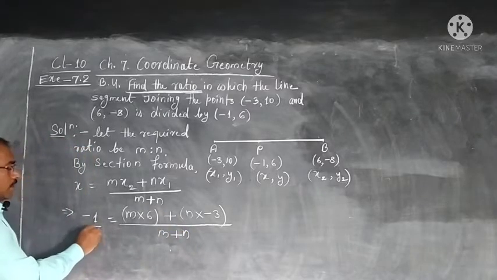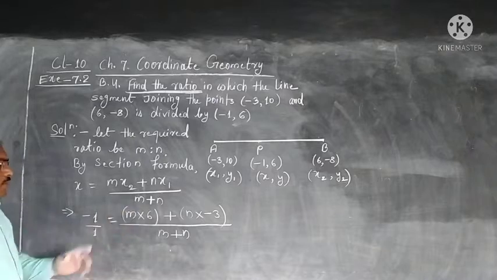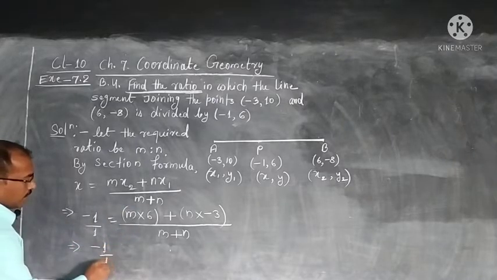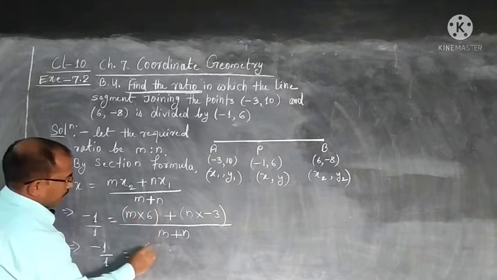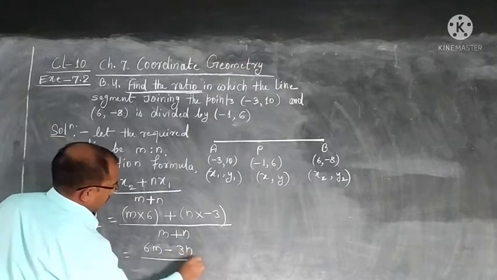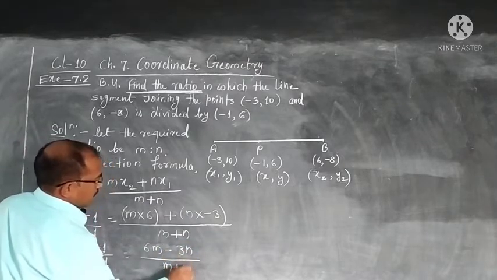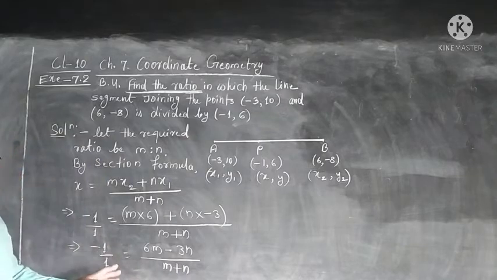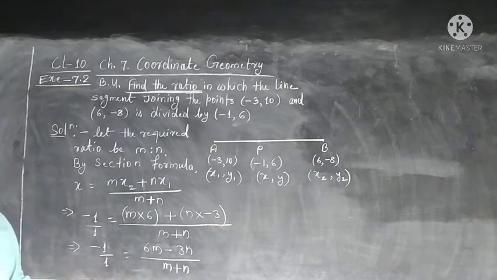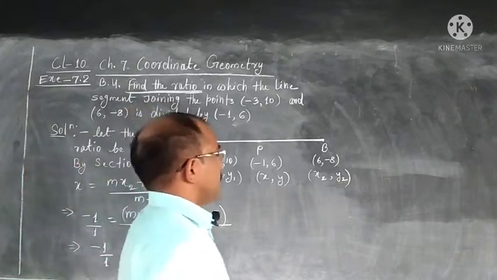What can we do now here? We can simplify and go one more step, then later we will see. Minus 1 by 1 we just put here, (6m plus minus 3n) by (m plus n). So, reaching this step we see no way to do anything, only we can do here cross multiplication. Let us do that and see what we will get in the next step.